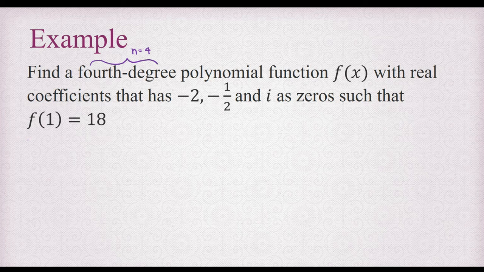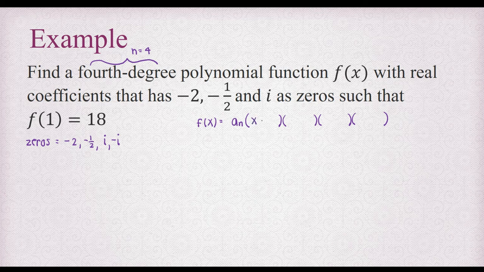So once again, I know that if n equals 4, I should have 4 zeros. Well, right now, my zeros are -2, -1/2, and i. That's only 3. But the moment I have an imaginary number, I need its conjugate, so I also need -i. So I know that when I start writing my function, a sub n is unknown to me, but I know that I have to have 4 things being multiplied together since I want degree 4.